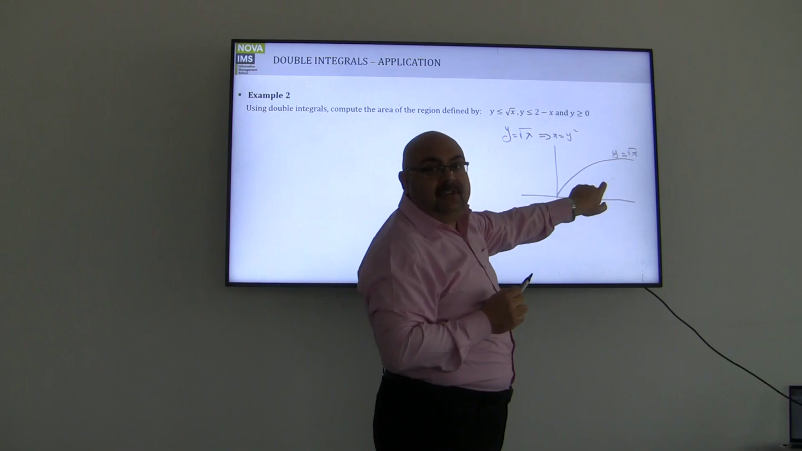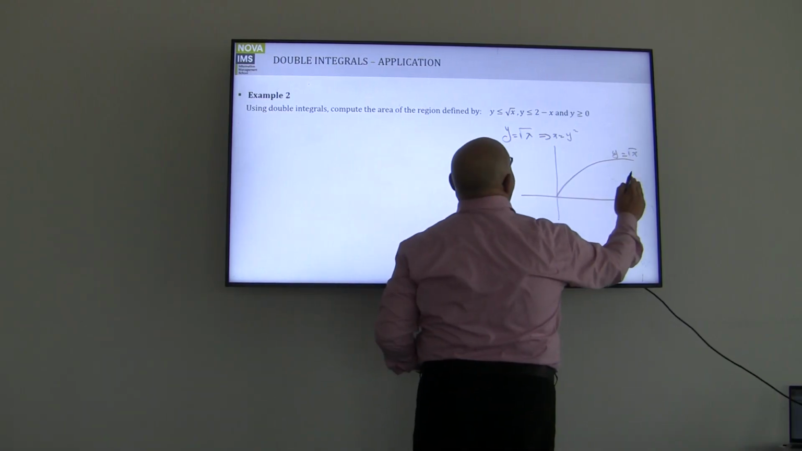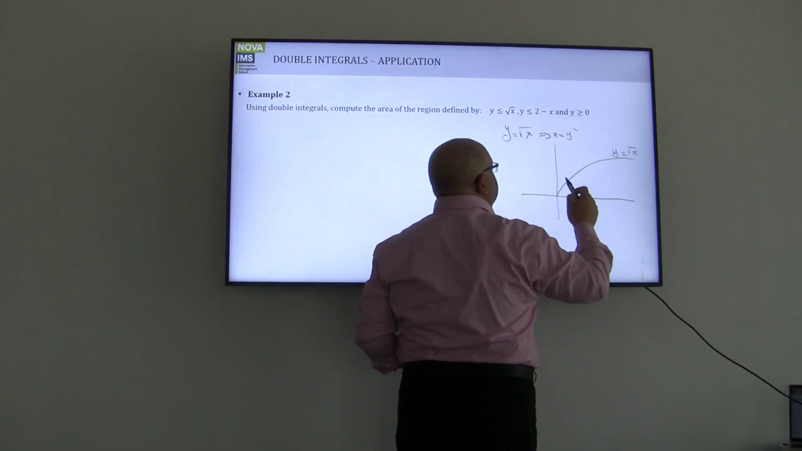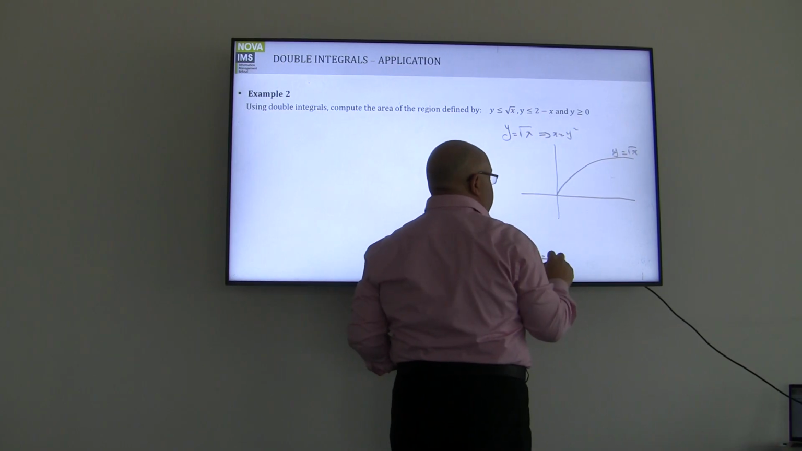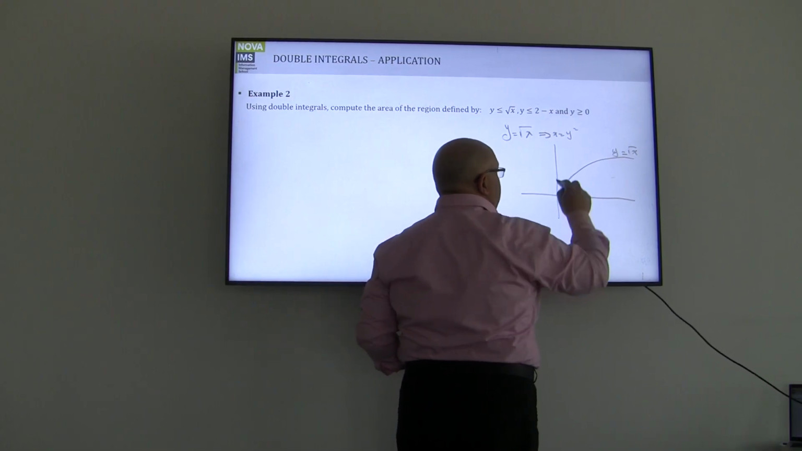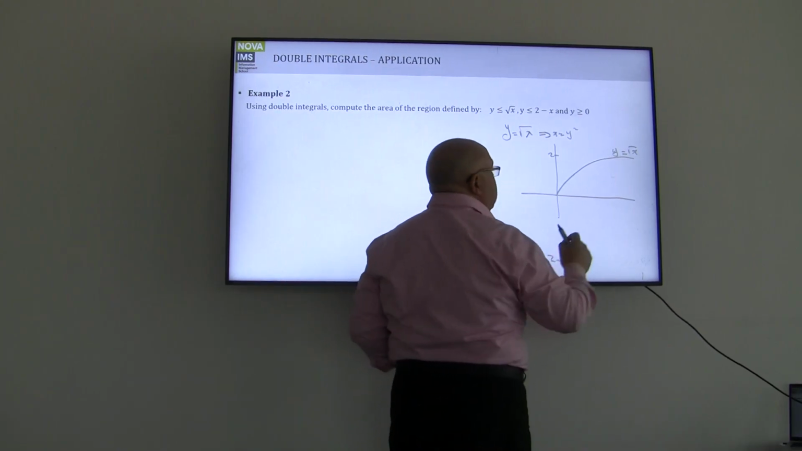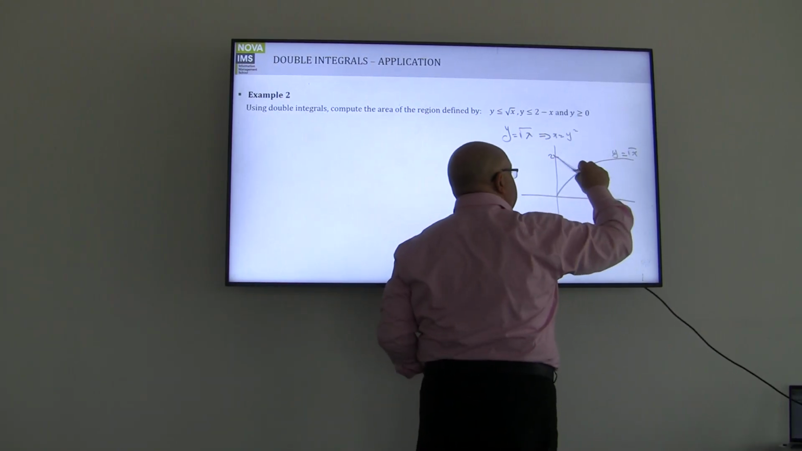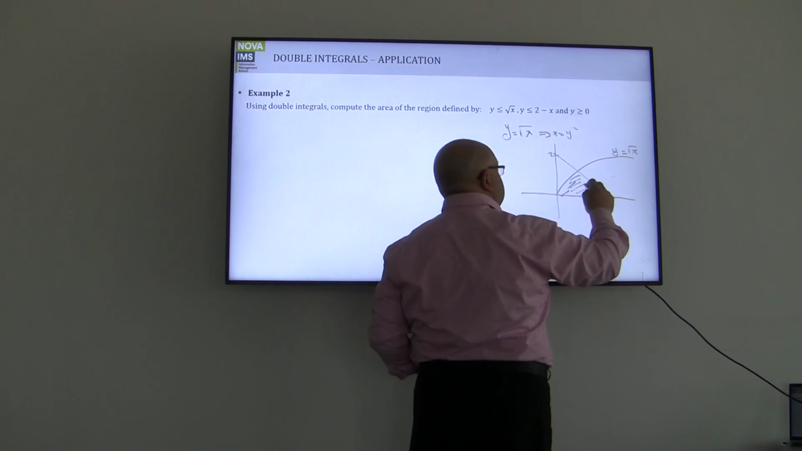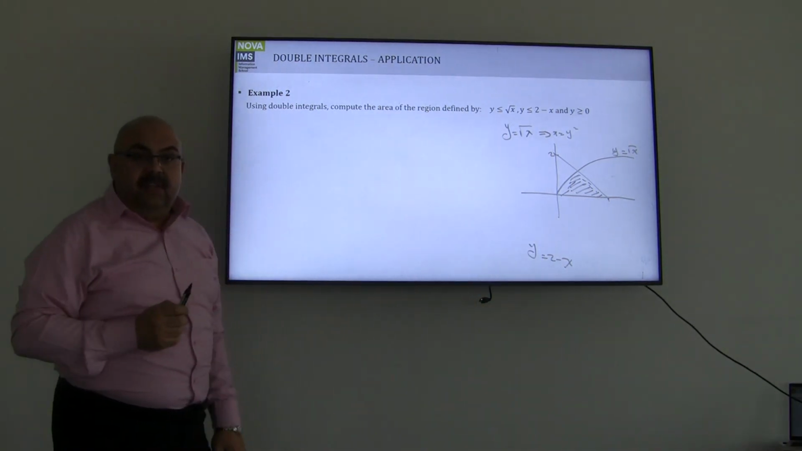In that part, y is less than root of x. I'm talking about this area. And y is equal to 2 minus x. So I need to draw y equal to 2 minus x. If you put x equal to 0, y is going to equal 2. If you put y equal to 2, then x is going to equal 2, and that's the region that we are talking about, between the curve and the line and the area.